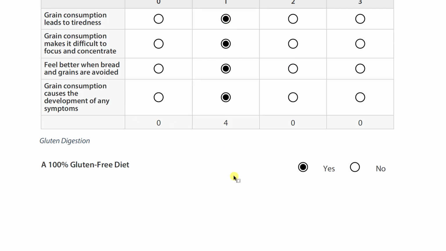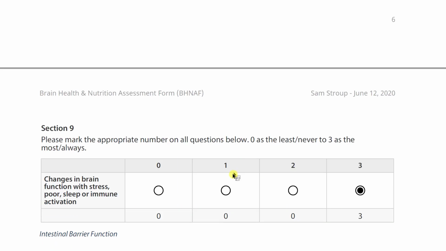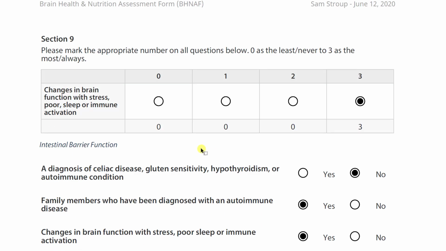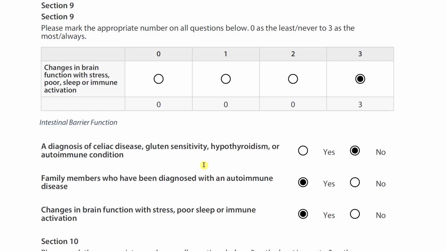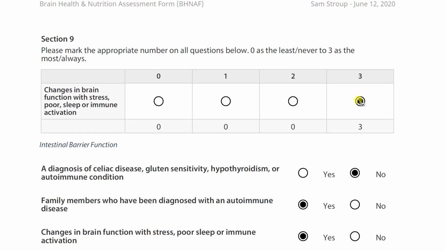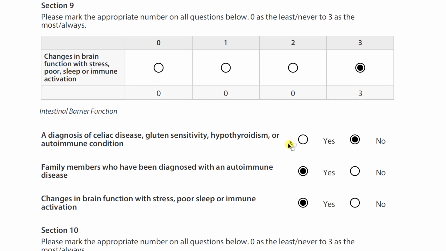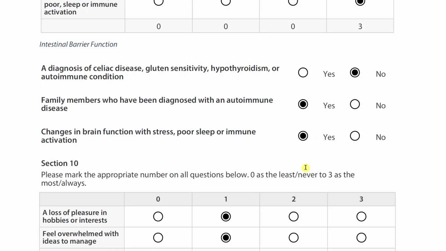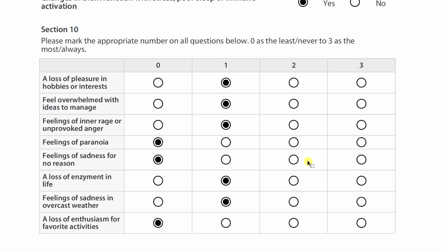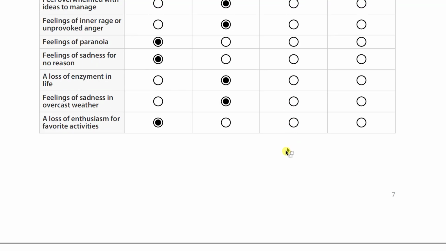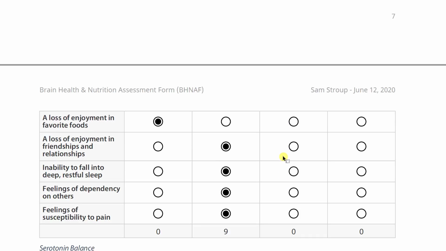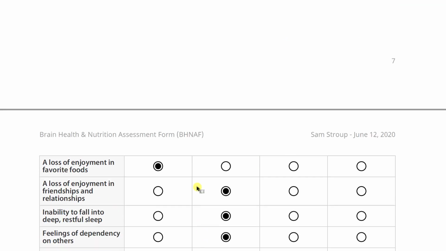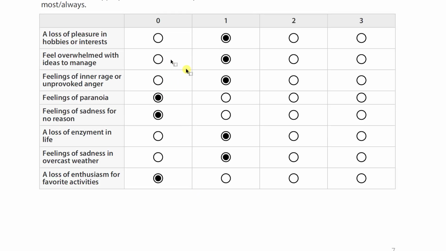Section 8 has to do with gluten digestion. Doesn't seem to be an issue here, although I know you avoid gluten. Section 9 indicates intestinal barrier permeability. You obviously are showing some positives here with yes, and then the 3. So this does suggest that there are some issues with intestinal permeability, and that would be something that we'd want to look into, especially considering the elevated secretory IgA from your stool panel. For section 10, we start to get into neurotransmitters. So this here you can see is more on the left-hand side. This is serotonin.